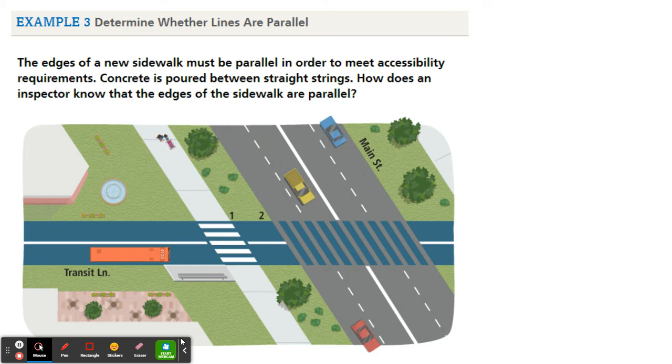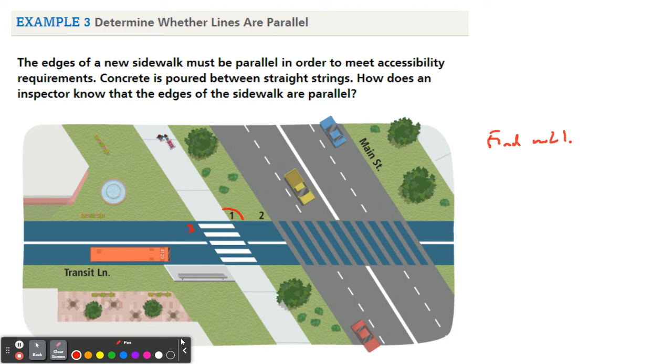In this picture, we have angle 1 and angle 2, and here's our sidewalk. How are we going to know that the new sidewalk is parallel with the road? Well, let's find the measure of angle 1. That's step 1. We'll know this angle measure. Then I'm going to add an angle 3 right over here.